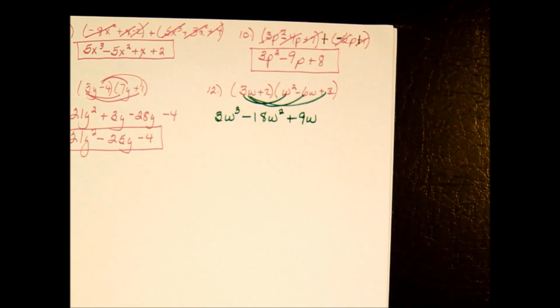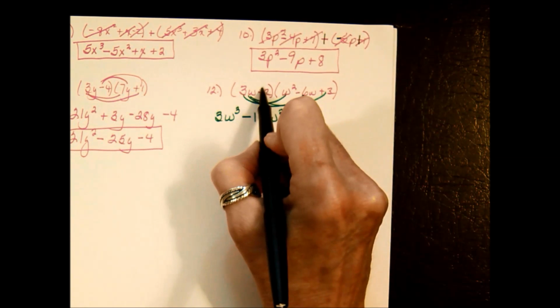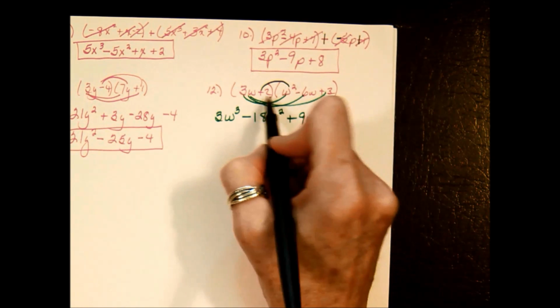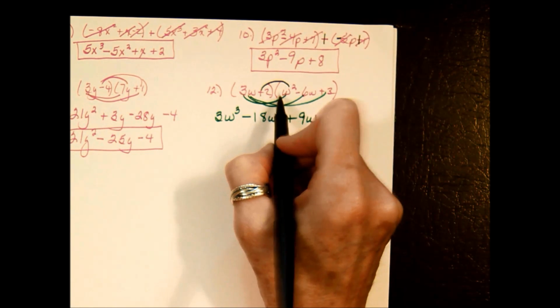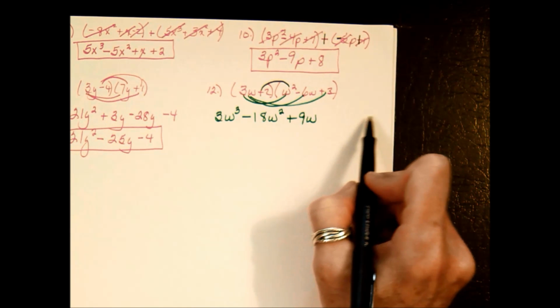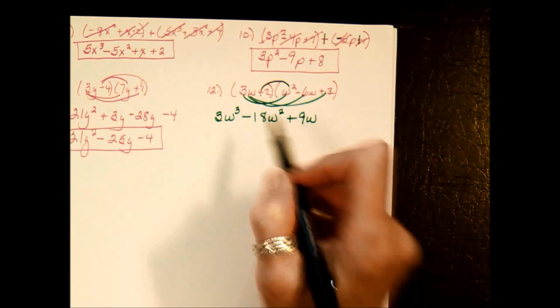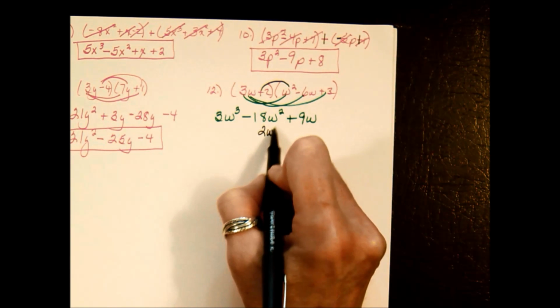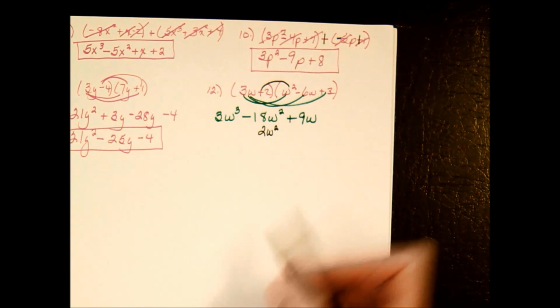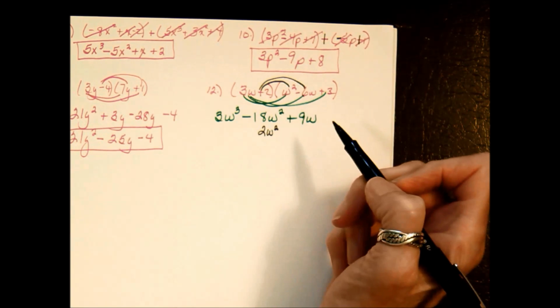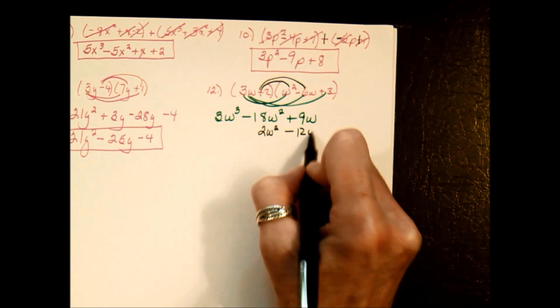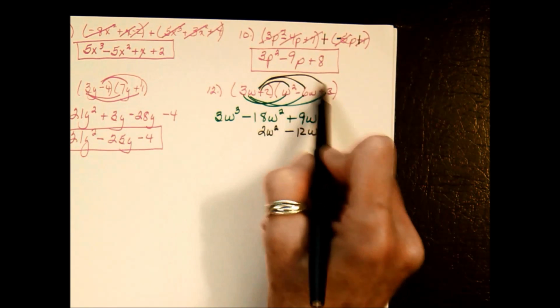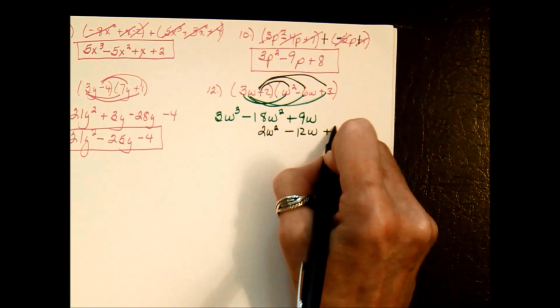Now in black, I'm going to multiply and distribute this positive 2. So I have a positive 2 times a w squared. Rather than writing it here, since it's 2w squared, I'm going to put it under its like term. That makes it easy to combine. Positive 2 times negative 6w, minus 12w, and positive 2 times positive 3 is positive 6.